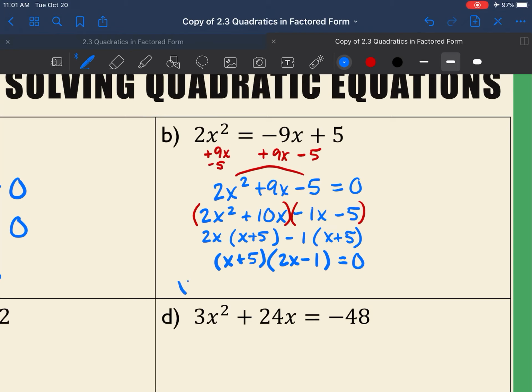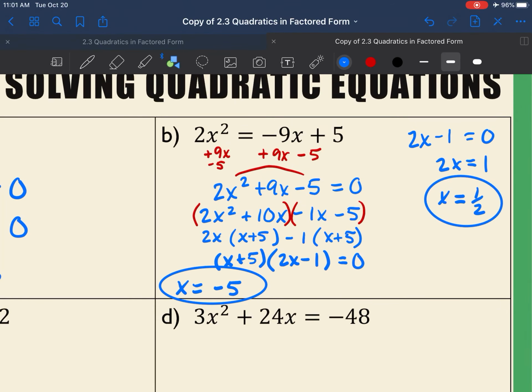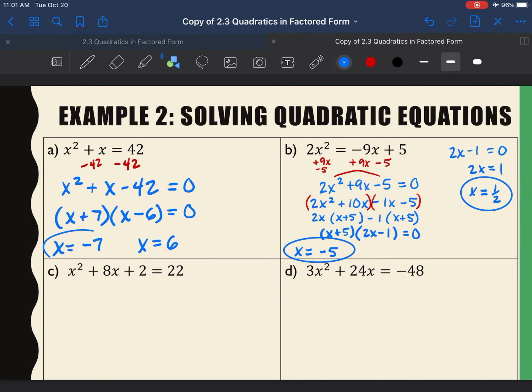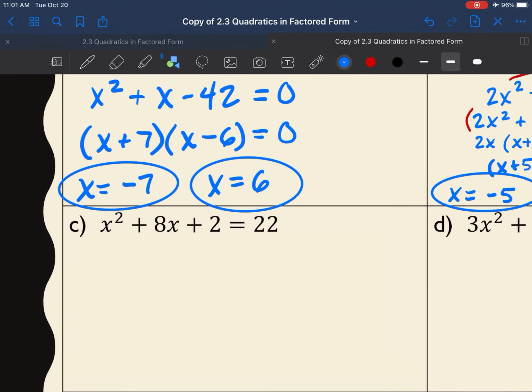You should automatically just know one of the answers is already negative 5. The other answer, 2x minus 1 equals 0. So you get 2x equals 1. And divide, so you get x is 1/2. So there are your 2 solutions for this one. And so it's mostly all the same. Each one's just a little bit different in terms of how to get it equal to 0 and how to solve it.